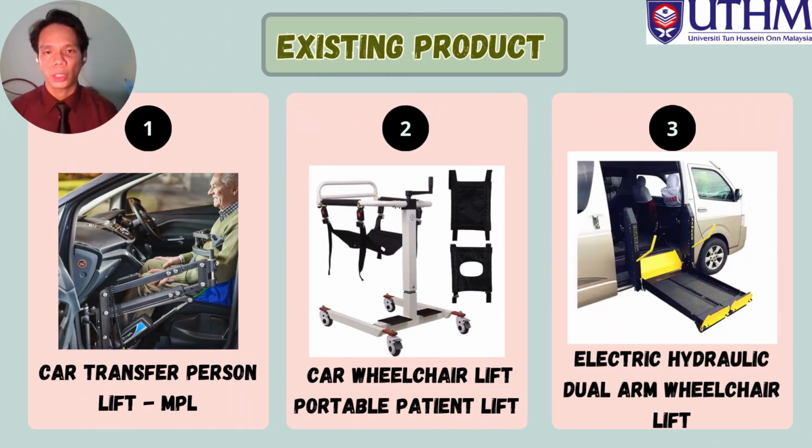So these are 3 existing products visually. The first one is called a transfer seat, which has a pivoting arm with a seat, and you can put the person onto the seat and lift them from the wheelchair into the car. The second one is a car wheelchair lift. It's a wheelchair used to put them directly onto the vehicle, and once they are in, the wheelchair can lift out.